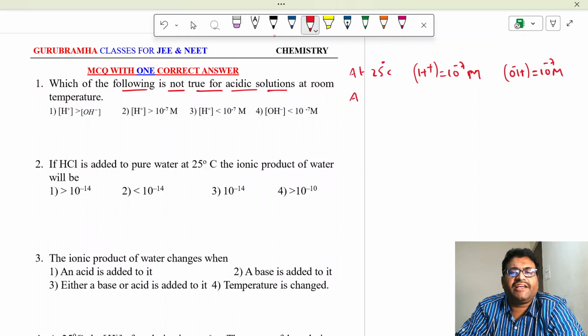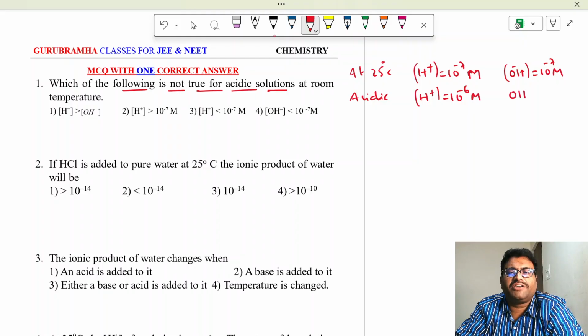If it is acidic, for example, let us take one. H plus ion concentration is equal to 10 power minus 6 molar, and then OH minus will be 10 power minus 8 molar.